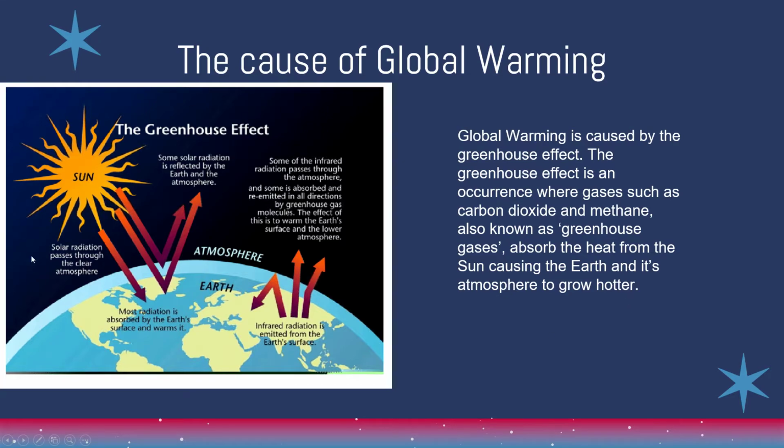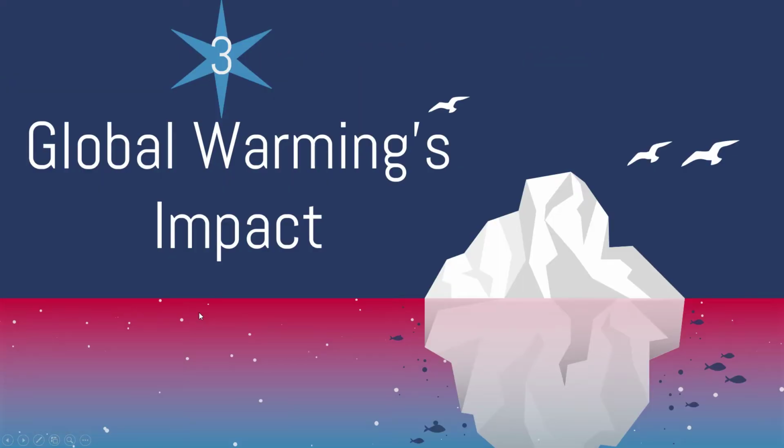Based on this diagram, similar to the one in the beginning, this atmosphere here is filled with the greenhouse gases previously mentioned, such as carbon dioxide and methane. When the sun's rays enter our Earth, the greenhouse gases of carbon dioxide and methane absorb the heat from these rays, which causes Earth, our planet, to grow hotter.